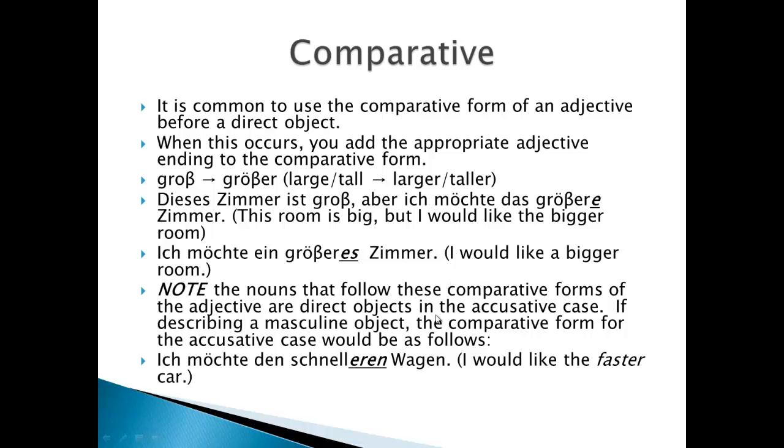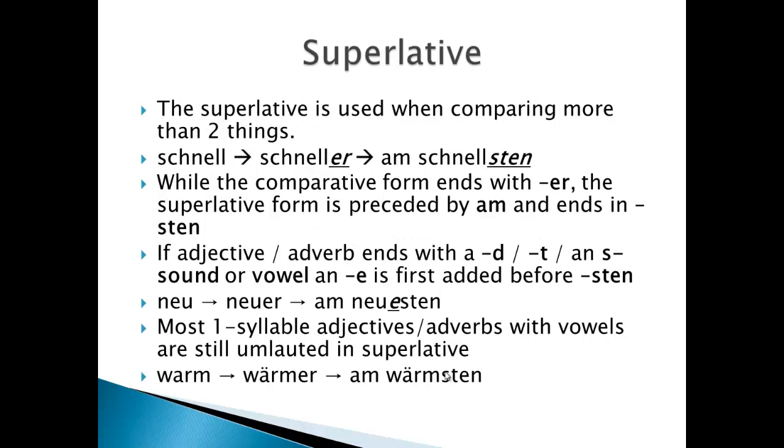Okay? And then down below, that's how it's going to look for the nominative case. The accusative case is pretty much going to be the exact same for any der, die, das word, except the der in the accusative is going to change, of course, to den. So it's going to be ich möchte den schnelleren Wagen. I would like the faster car. Den schnelleren Wagen. Okay?